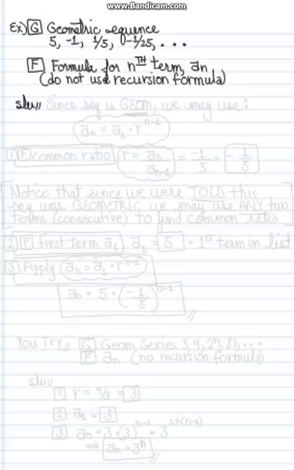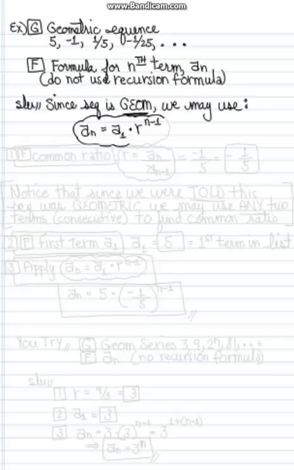Okay, to do this, let's see. The first thing we're going to do is use the fact that it's geometric. They told us it was geometric. So we may use the formula for finding the nth term of any geometric sequence: a sub n equals a sub 1, the first term, times the common ratio r raised to the n minus 1 power. So step 1 for using this formula is to find the common ratio. Then we'll have an r value to plug into the formula.